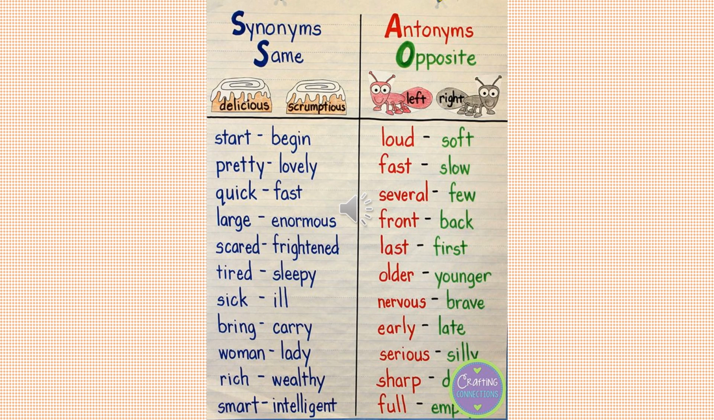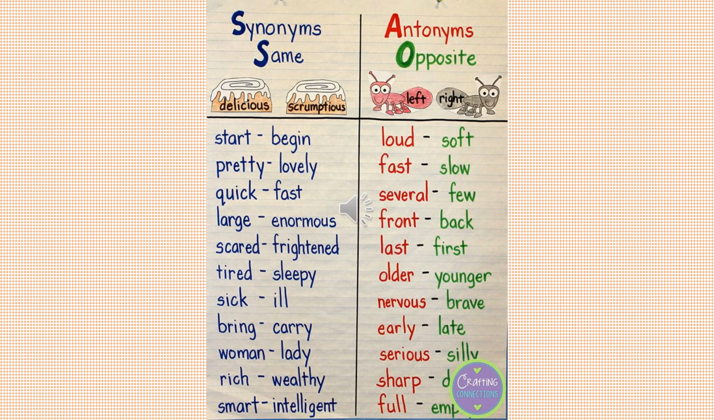Okay, let's move to the next page, please. On this page, you have synonyms and you have antonyms. Remember, synonyms means the same and antonyms means the opposite. Look at the examples that you have here. Delicious. The synonym of delicious is scrumptious, and it has the same meaning. Antonyms are the opposite, left and right.